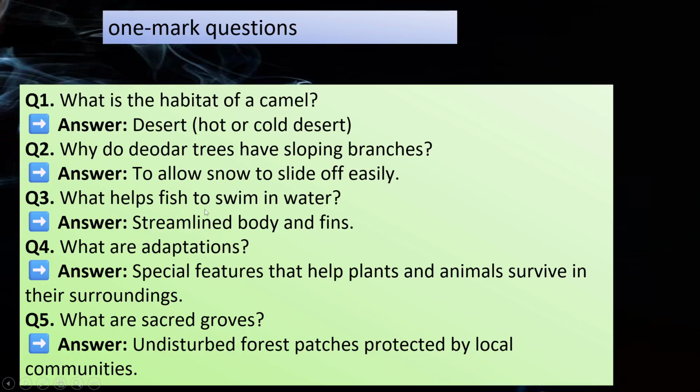Question number 3. What helps a fish to swim in water? Answer: streamlined body and fins. Question number 4. What are adaptations? Answer: special features that help plants and animals survive in their surroundings. Question number 5. What are sacred groves? Answer: undisturbed forest patches protected by local communities.